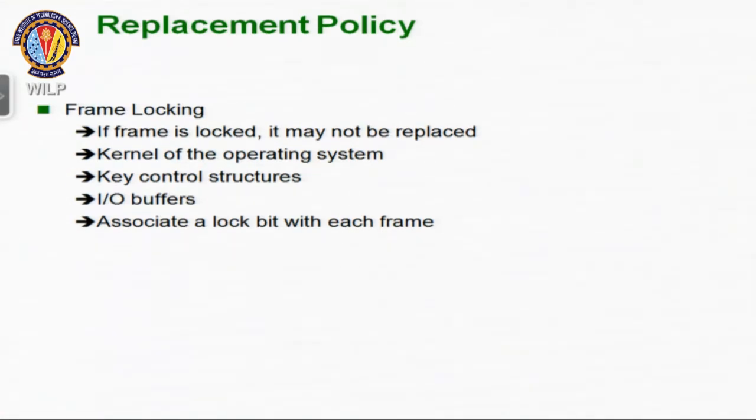So we have seen that with each frame we require a reference bit which tells whether the page is there in memory or not. Then we have a dirty bit which tells whether the page has been modified or not modified, and we also require a locking bit which essentially tells whether the frame is locked or unlocked.